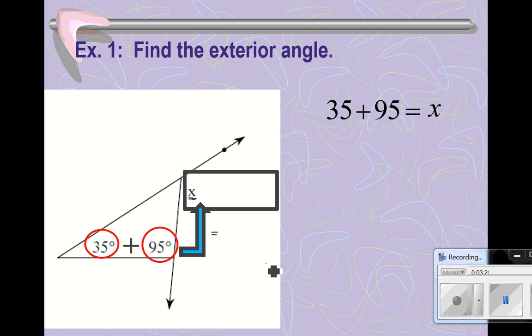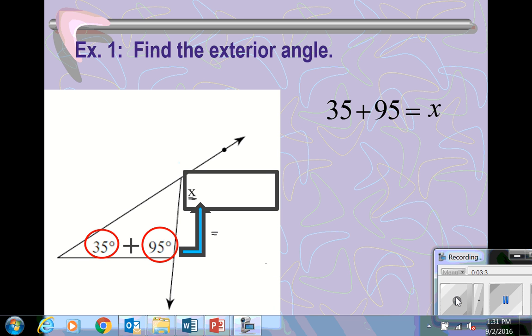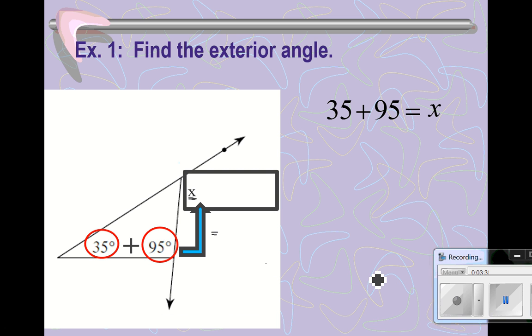So go ahead and try to do it on your own. When you add 35 plus 95, you do get 130 degrees. That equals x. So now we can go over to our picture and fill in the box, because our final answer is x equals 130 degrees.